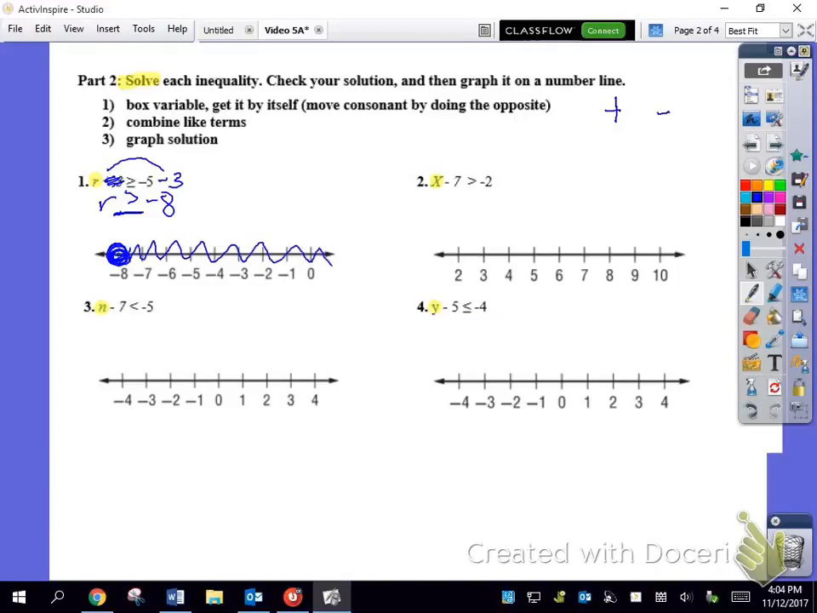Number 2. X, I'm going to move that -7 to the other side. That becomes a +7. So x is greater than 5. Since there's not a line, I leave it open. Since it's greater than, I shade to the right.